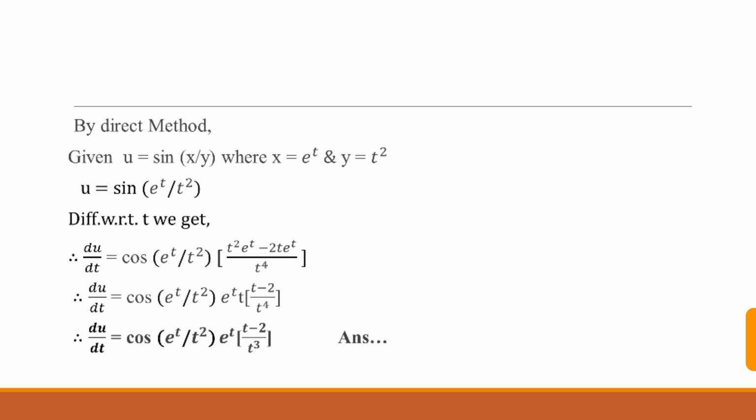This simplifies to du by dt is equal to cos of e raised to t upon t square into e raised to t into t. Here take common e raised to t into t, and in bracket remains only t minus 2 upon t raised to 4. That can be written as du by dt is equal to cos of e raised to t upon t square into e raised to t. This t and this t will get cancelled, and in bracket will remain t minus 2 upon t cube. This is the required derivative of u with respect to t.